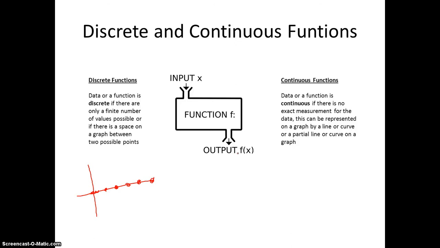Is it possible for a tree to be, let's say, 60 inches? Yes. But it's also possible for that same tree to be 60.1 inches or 60.0023 inches, depending on how exact our measuring device is. So it is continuous data. The growth of a tree is a continuous function.